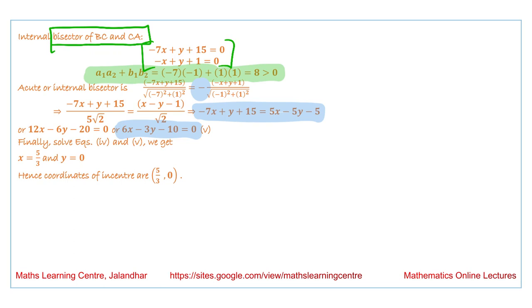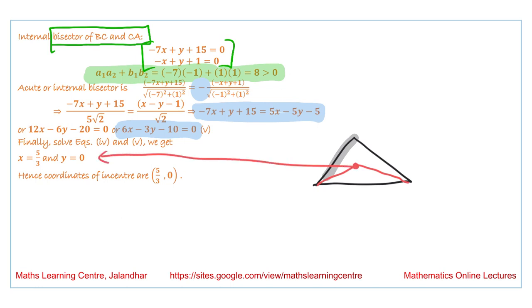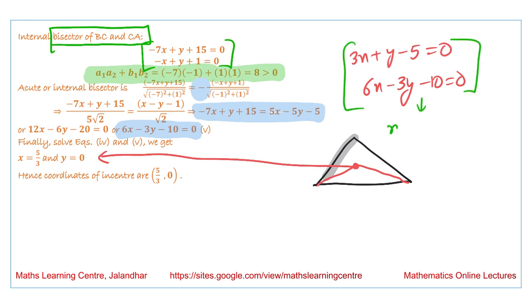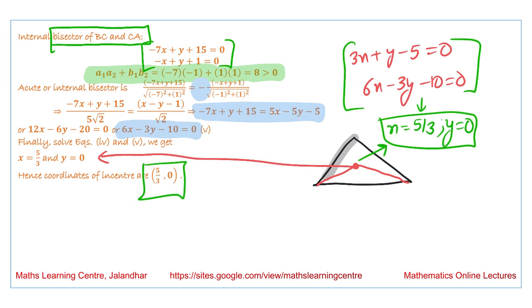So we have obtained the equations of the angle bisectors corresponding to two angles of this triangle, and we need the point of intersection of these two. One equation is 6x minus 3y minus 10 is equal to 0, and the second is 3x plus y minus 5 is equal to 0. On solving these two equations, we get x equal to 5 by 3 and y equal to 0. This gives us the coordinates of the incenter of this triangle.